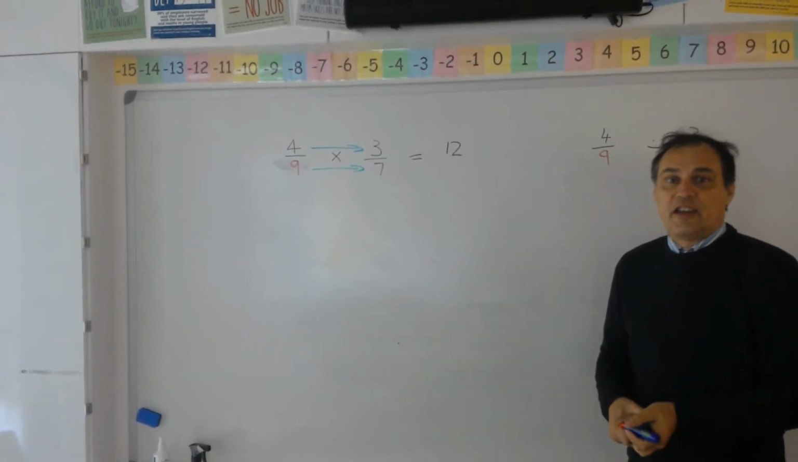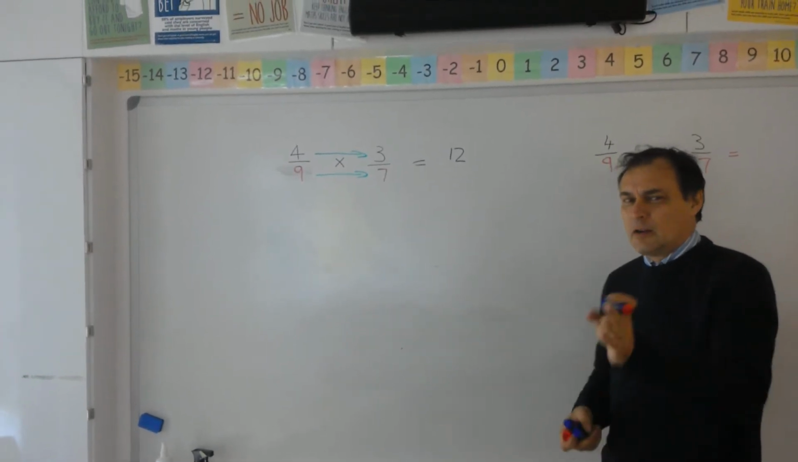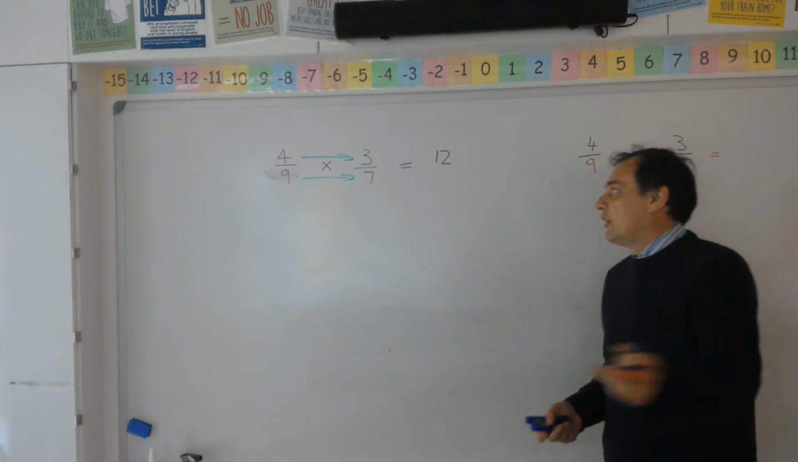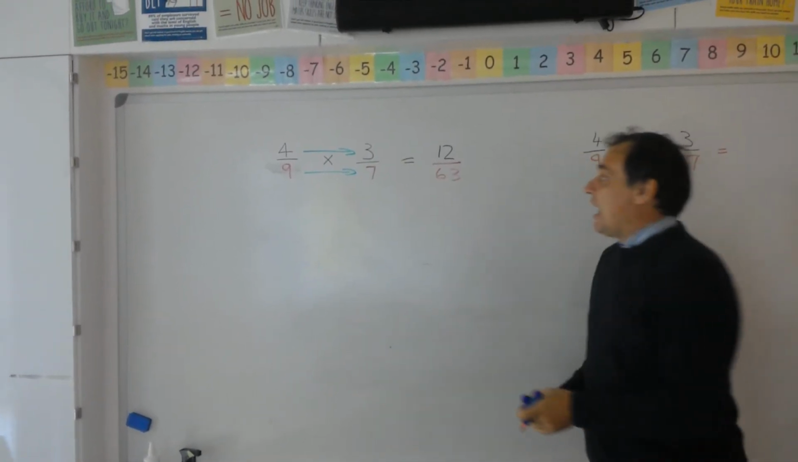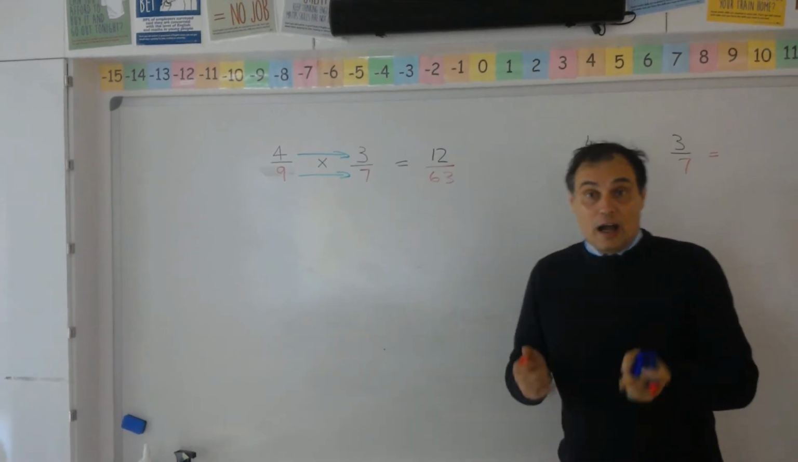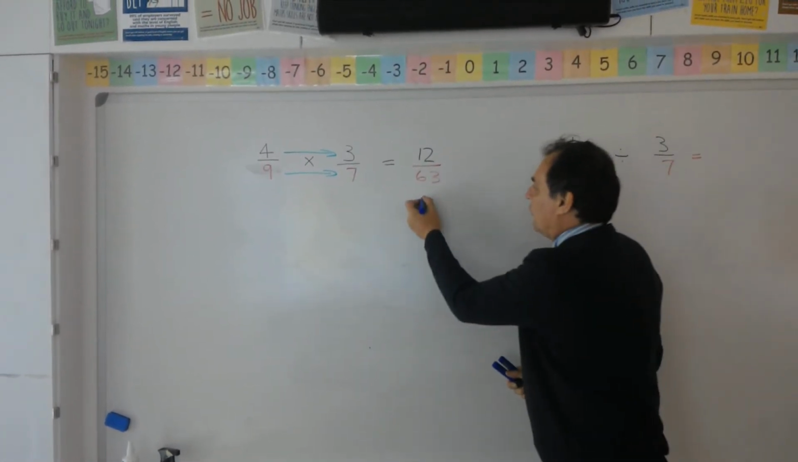Who can tell me 9 sevens, please? 12? No. Try again. 9 sevens, 63. Excellent. So 12 over 63. And that is all you have to do to multiply the two fractions. I'd call that an answer for one tick.